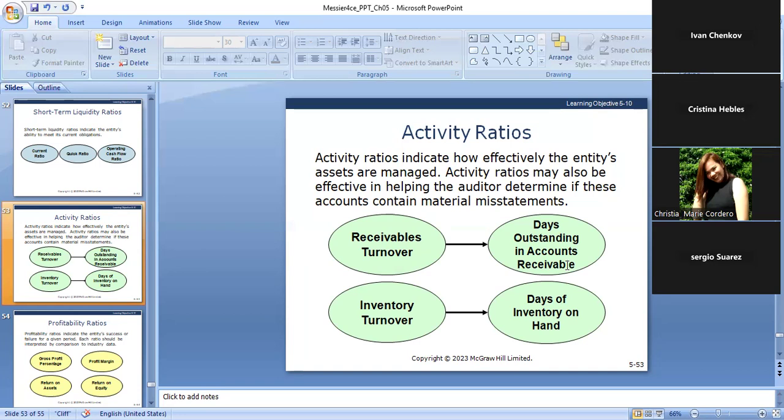So imagine you are in the bread making business, selling bread, and your bread stays in your inventory 365 days. That's not very good.